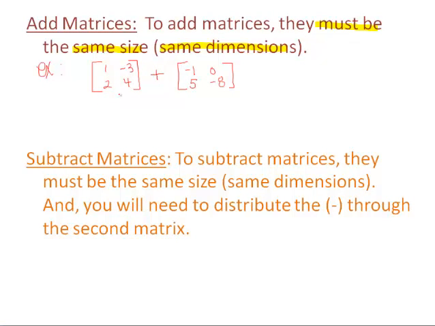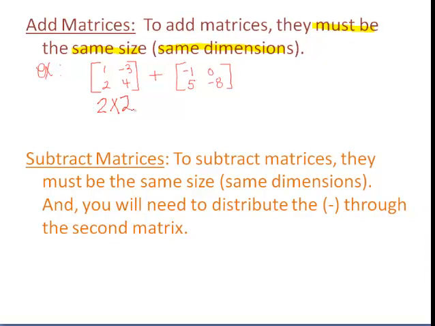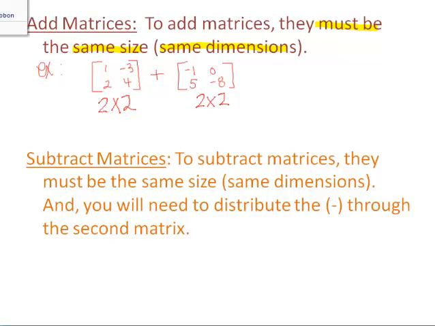Notice that this first matrix is a 2-by-2 matrix because it has 2 rows and 2 columns. And then the second matrix is a 2-by-2 matrix as well. So we can see that they do have the same size. So what we're going to do now is add these together. When we add them together, you're going to add the corresponding elements.